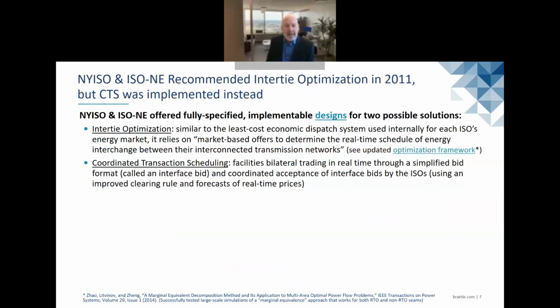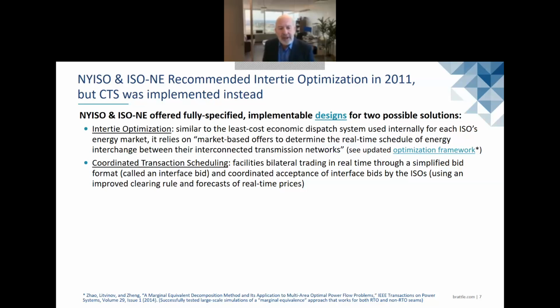Even though they recommended intertie optimization, only CTS was implemented. So they, at the time, proposed two solutions. One is the full intertie optimization. They actually have a fully baked proposal on how that would be done in that 2011 paper. ISO New England staff has subsequently updated this optimization framework in 2014. There's a citation to it here. Proposing what they call a marginal equivalent decomposition method that was successfully tested through large-scale simulations and can be applied both to RTO seams and non-RTO seams. So this is not just an idea. This is actually a proposal that was fully fleshed out in the 2011 white paper and subsequently refined.